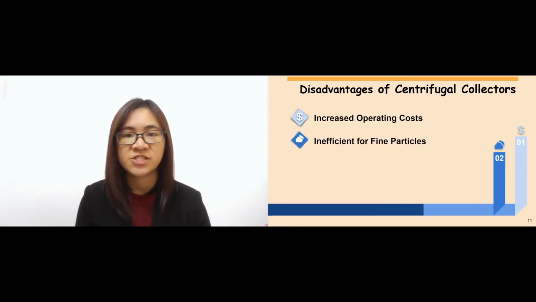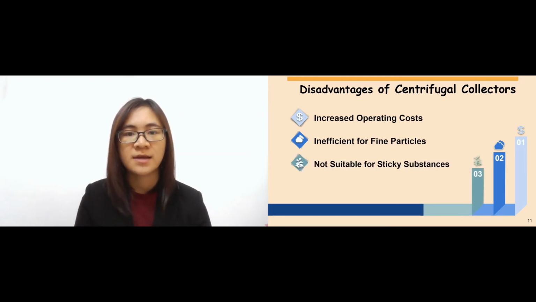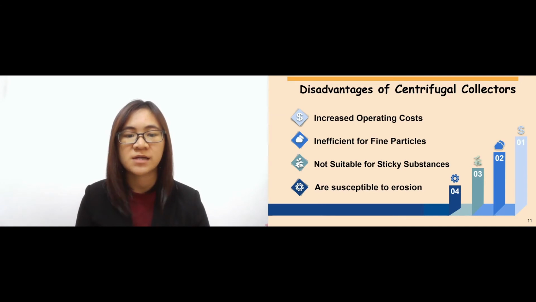Next, it is inefficient when handling smaller or fine particles because centrifugal collectors are best at removing relatively coarse particles. That is why they are used as pre-cleaners and are followed by more efficient air cleaning equipment such as the electrostatic precipitator. Next, they are not suitable for sticky substances. And lastly, centrifugal collectors are susceptible to erosion.